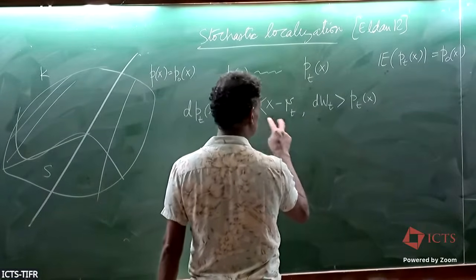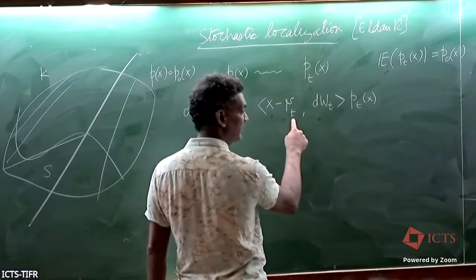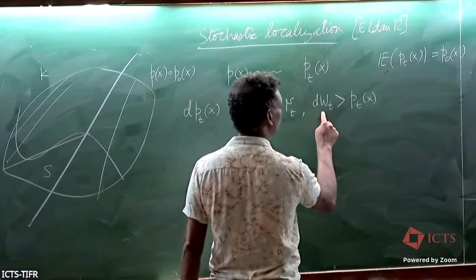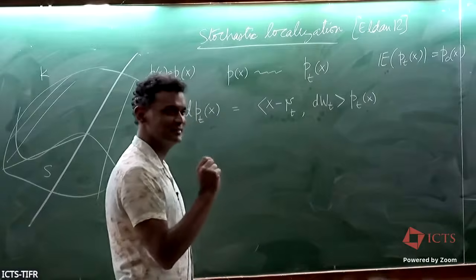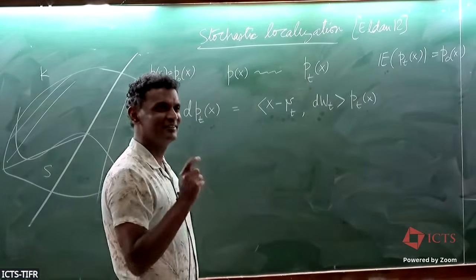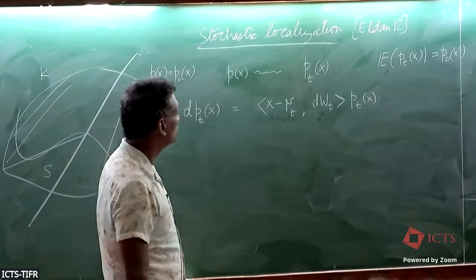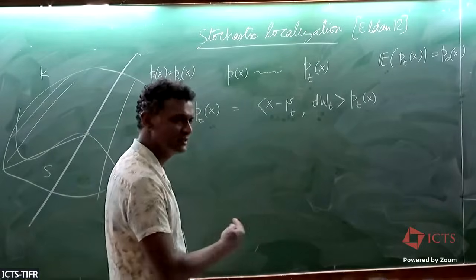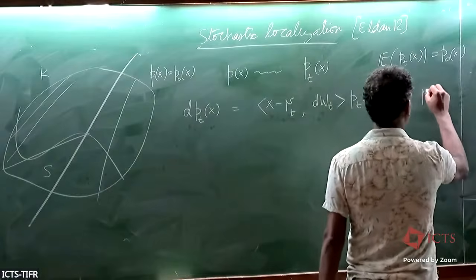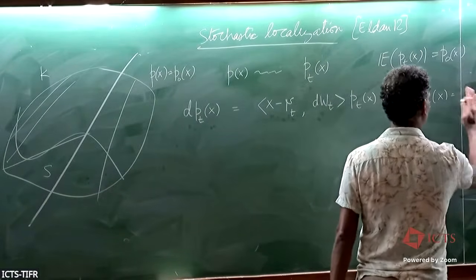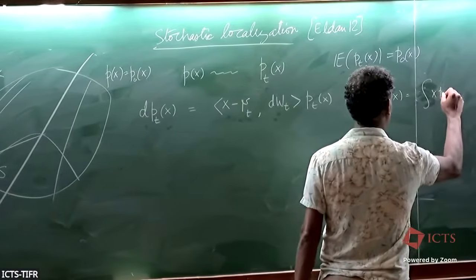And this is a familiar term, it's just a deviation from the mean. But I'm taking the projection along a random infinitesimal Gaussian. So this is the Wiener Gaussian process. Mu t is just the mean of Pt(x), the integral of x Pt(x).